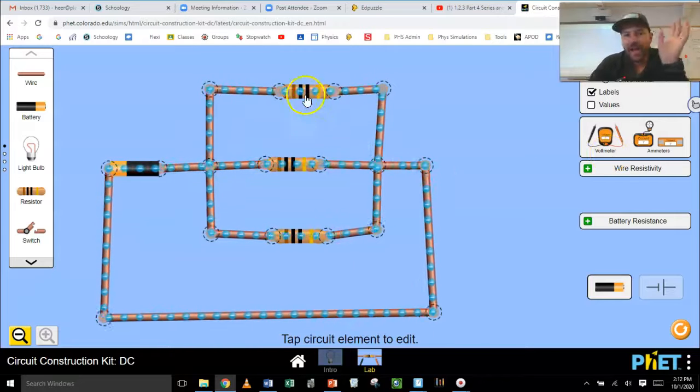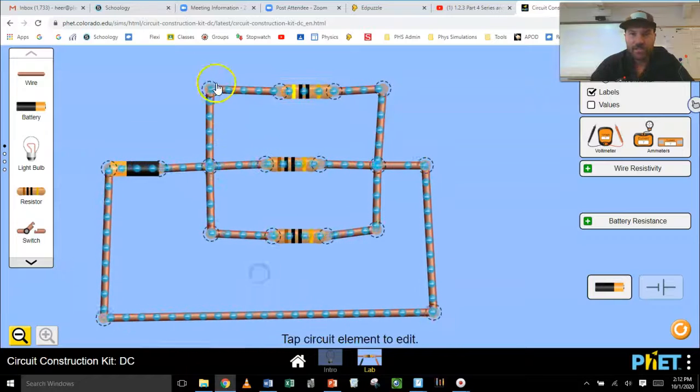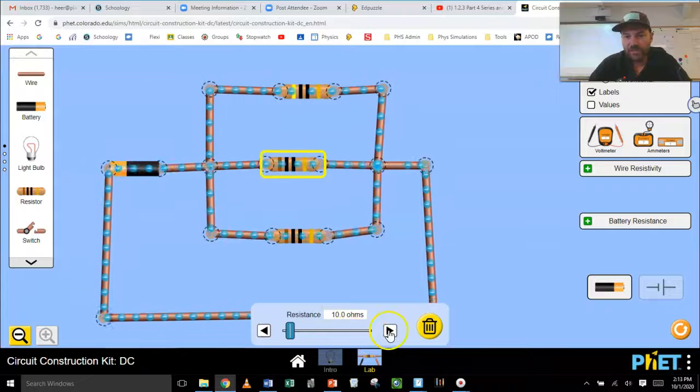Now, I'm going to make this one twice. I'll make this one 40, and you'll see immediately that not as much is going through the top one anymore. You're going bottom, middle, bottom, top, middle, bottom, middle, bottom, middle, bottom, top. So like every fifth or eighth one is going up here. I'll make this one 20 ohms.